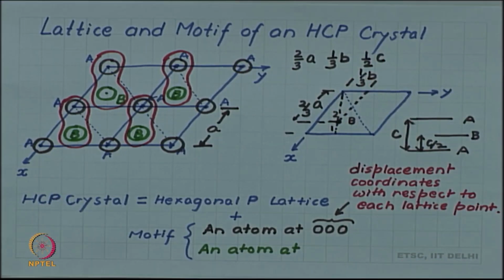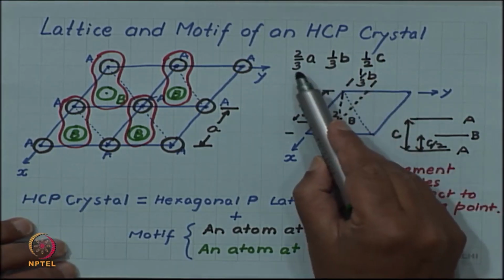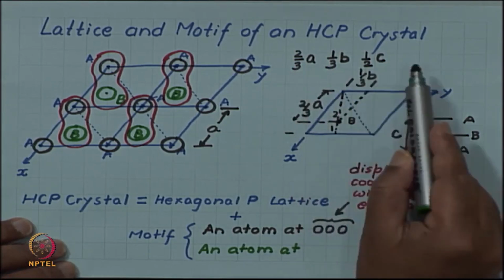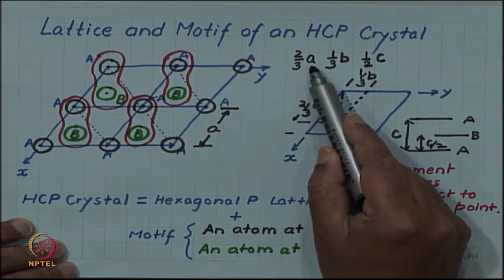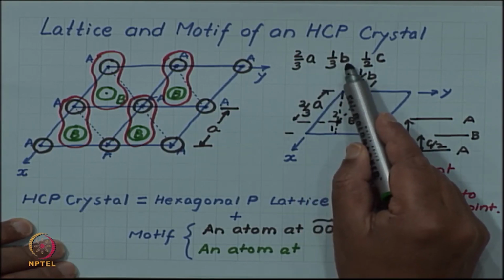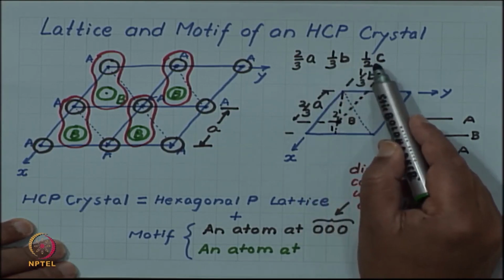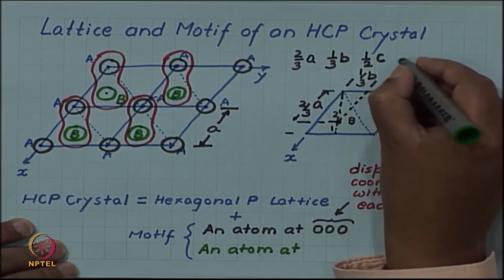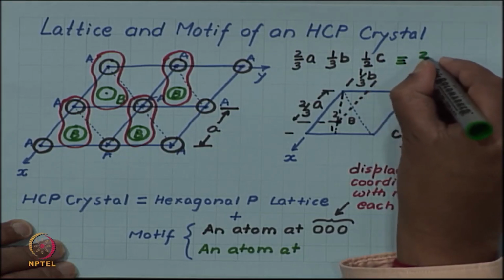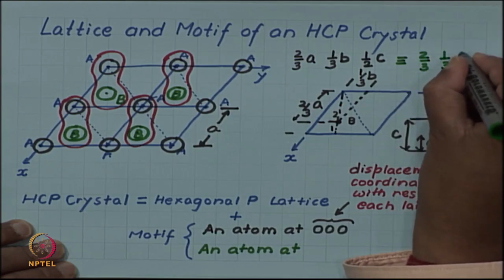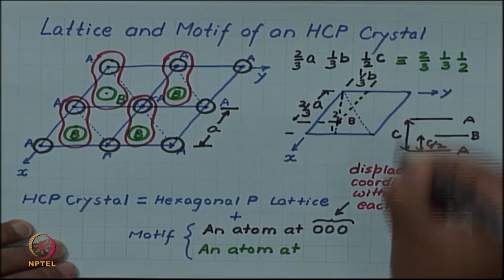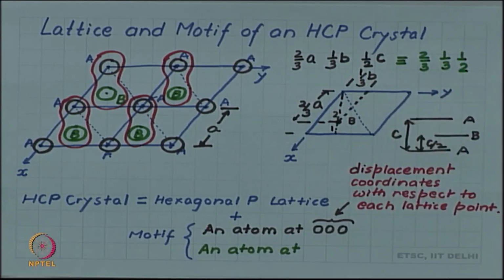Now, when crystallographers want to give these coordinates, they know that the first coordinate has to be in terms of A, the second coordinate has to be in terms of B, and the third coordinate has to be in terms of C. So, they simplify, they do not write A, B and C, the coordinates are just given as 2/3, 1/3, half. This is what is called the fractional coordinate.